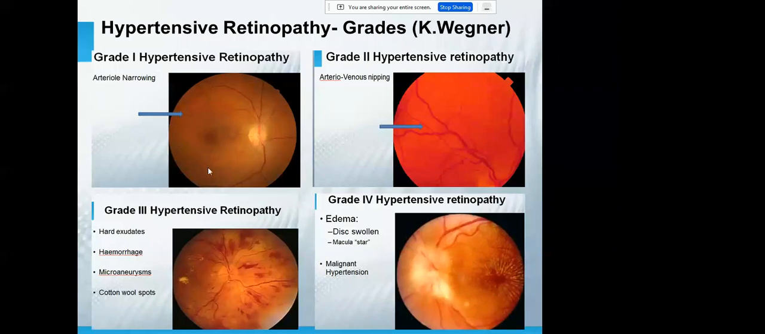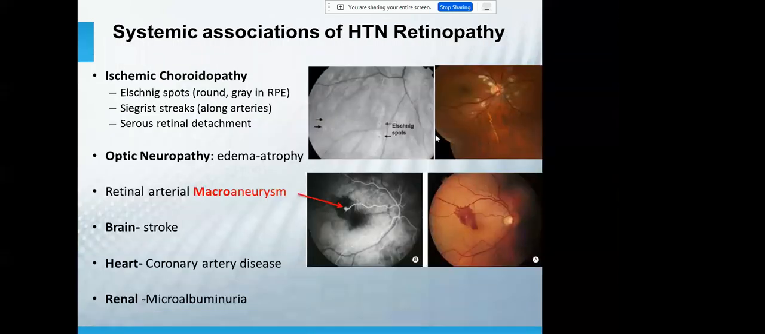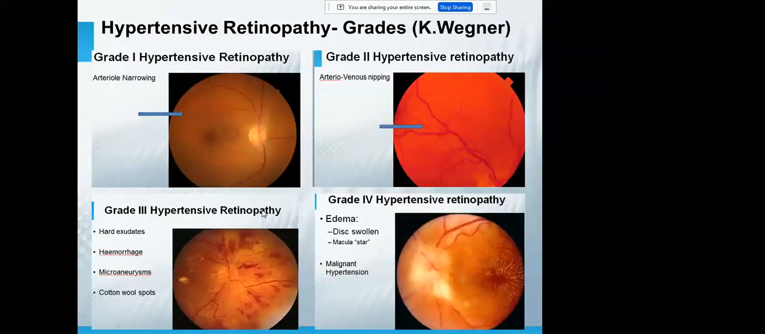So, all of this is on this one slide. Grade 1, you just have narrow arterioles. In grade 2, you get what we call arteriovenous nipping. You can see the vein is a bigger, darker red one, and where the artery crosses it, there's a bit of a bump, like it nicks away. That is called arteriovenous nipping.